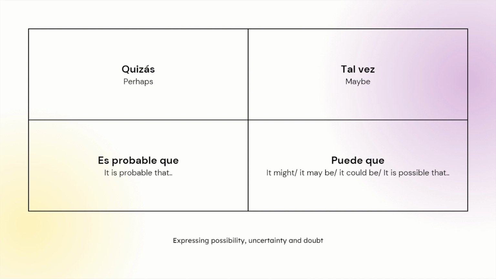Let's have a look at some examples in expressing possibility, uncertainty, and doubt. We are usually going to use these four major structures at the beginning of sentences. We have quizás, perhaps, tal vez, maybe, es probable que, it's probable that, or it's possible that, puede que, it might, it may be, it could be, it is possible that. So as you can see, if you master these, you master the colloquial way of speaking.